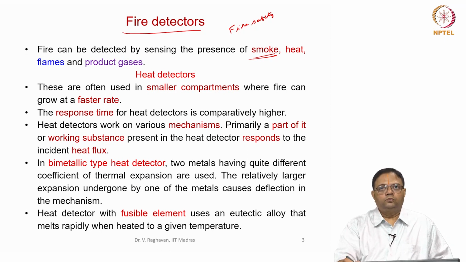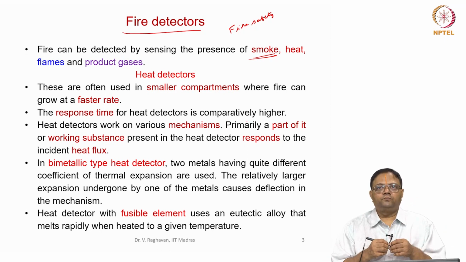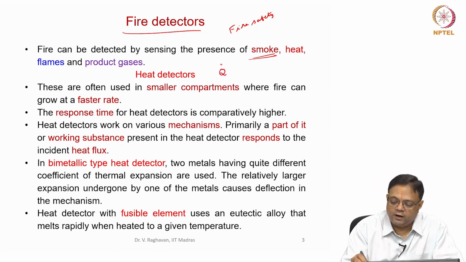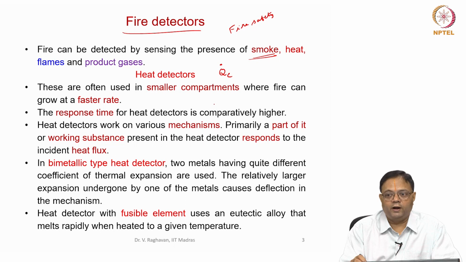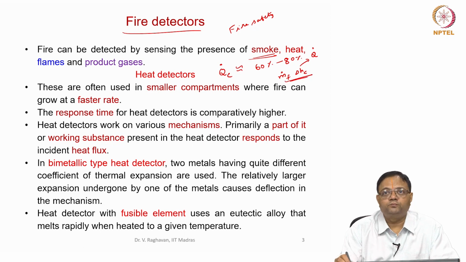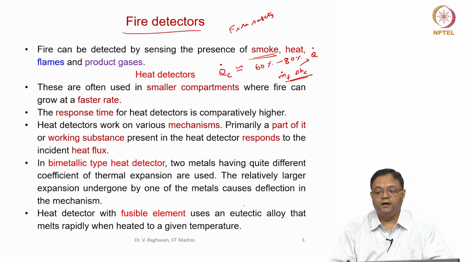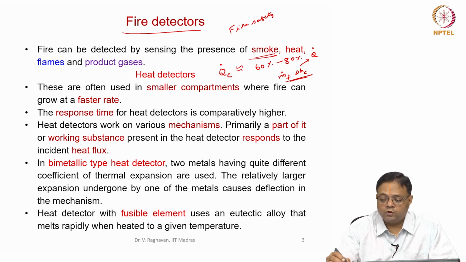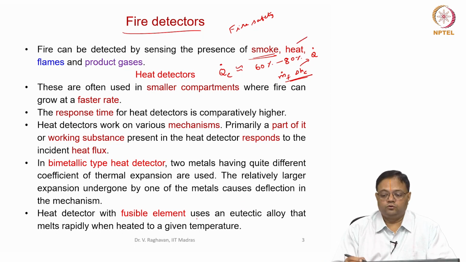And due to the plume carrying this heat, for example, we have seen that the convective heat carried by the plume will be 60 to 80% of the total heat release rate. This total heat release rate is the mass burning rate times delta Hc, that is, the heat of combustion. So, heat is carried, smoke is present, and smoke is at a particular temperature.